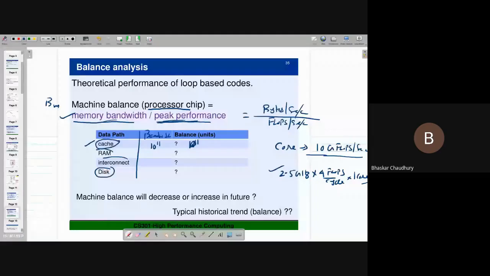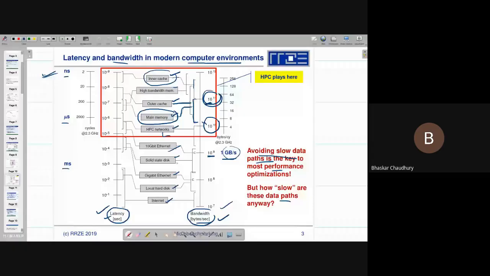So let us just do the three: cache, RAM, and hard disk. Where is my hard disk sitting? Let's say solid state disk. Typically I can use 10 to the power 9 here. Let me just write down this number: 10 to the power 11, 10 to the power 10, and 10 to the power 9.